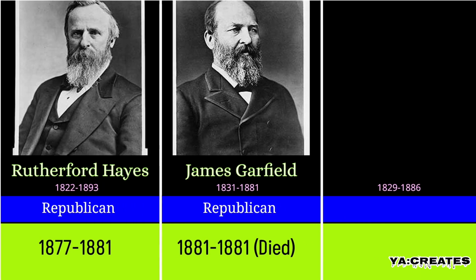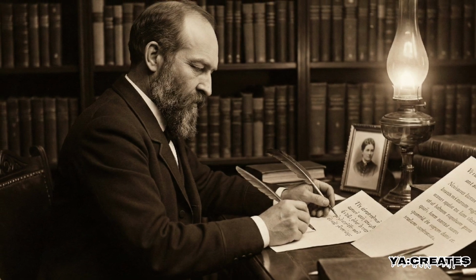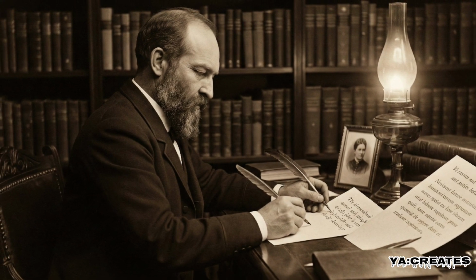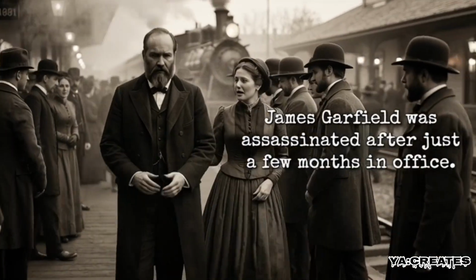James A. Garfield, 1881. James Garfield was ambidextrous and could reportedly write Greek with one hand and Latin with the other, but he was assassinated after just a few months in office.